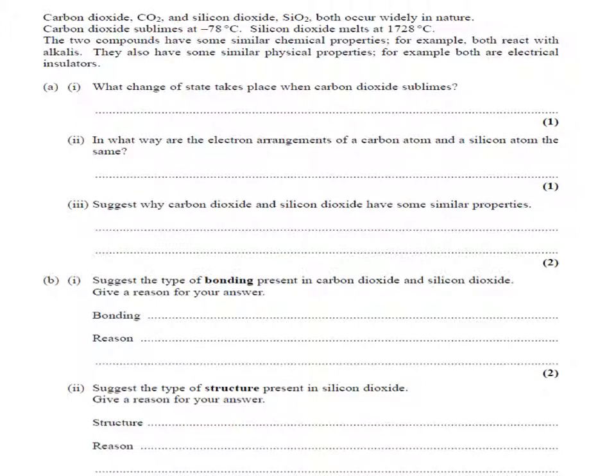Sublimes is something a little bit more special. It's when a solid turns into a gas without going through that intermediate liquid phase, and that's actually the first question. And you might expect the chemistry of carbon dioxide and silicon dioxide to be very similar. They're both oxides. They're both oxides of an element found in group 4, a non-metal oxide.